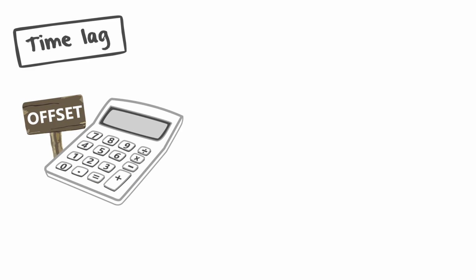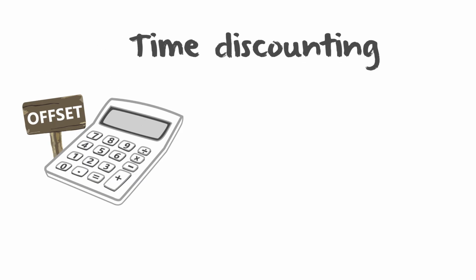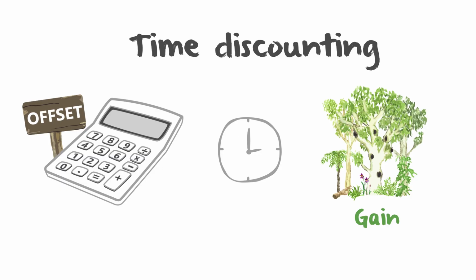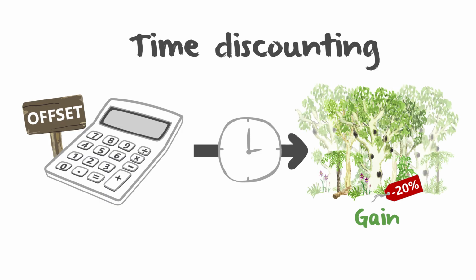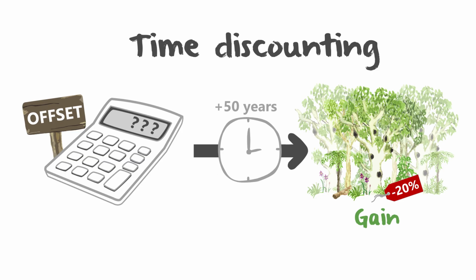Offset calculations can account for time lags using an approach called time discounting. Time discounting means the further into the future that the offset gains are expected to occur, the more their value is discounted or reduced. This means that a much greater amount of offsetting needs to be done for offsets that aren't expected to deliver gains until a long time in the future. Accurately estimating the time that gains take to mature can be a challenge.